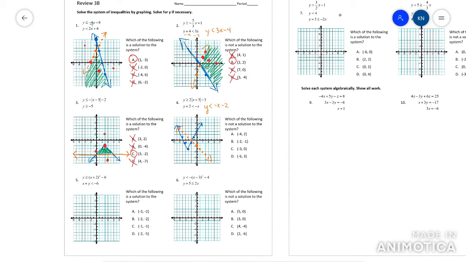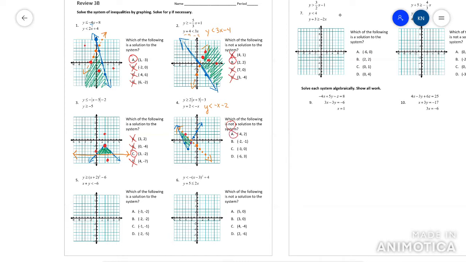Now, in terms of shading, it's everything greater than the blue and less than the orange. Well, that's this section right here. So which point is not a solution? So -4, 2 is here. That's on a dotted line. That's no good. That's probably my answer.